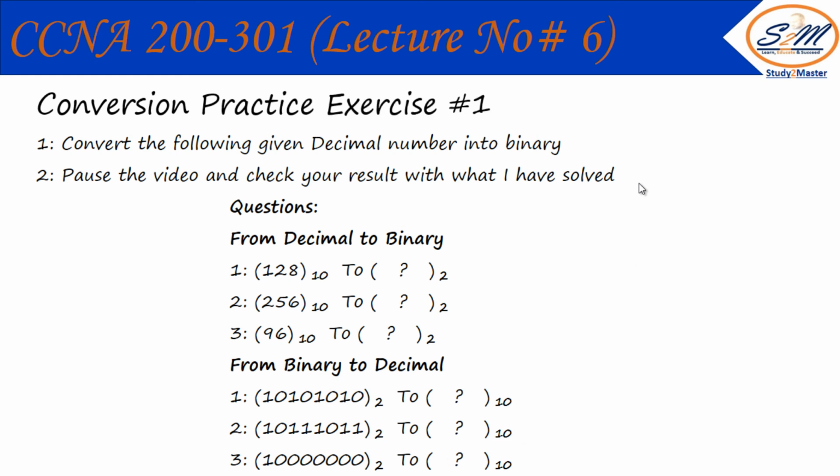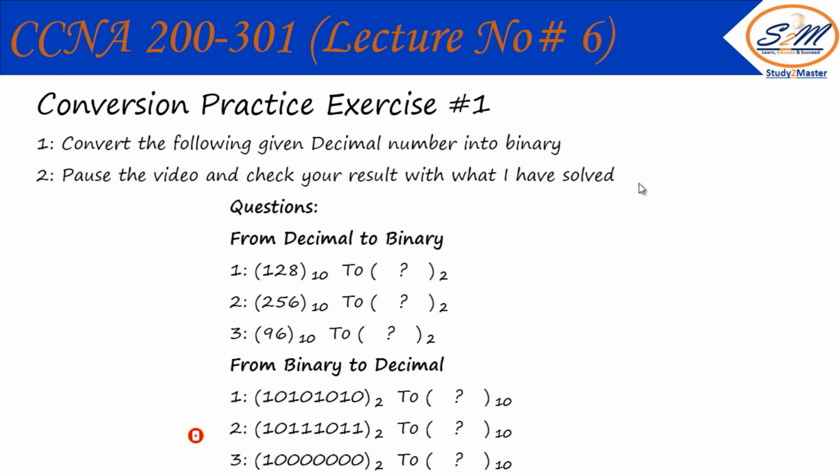Conversion practice. Number 1. Convert the following given decimal numbers into binary. Pause the video and check your result with what I have solved. Question number 1: 128 from base 10 to base 2. Question number 2: 256 from base 10 into base 2. Question number 3: 96 from base 10 into base 2.